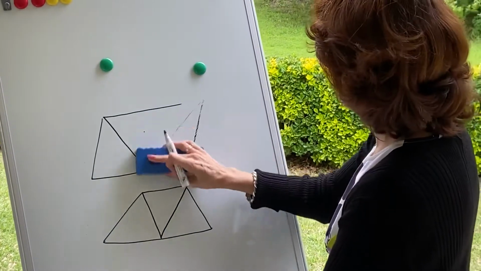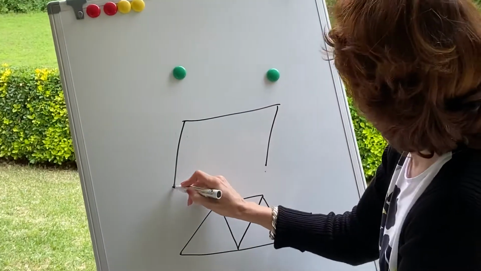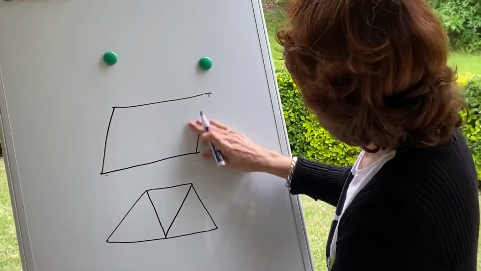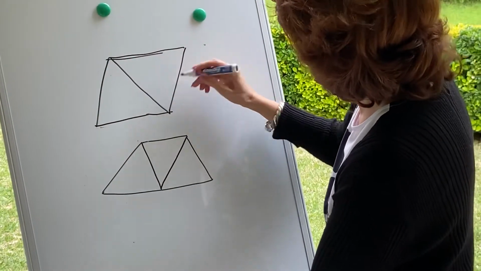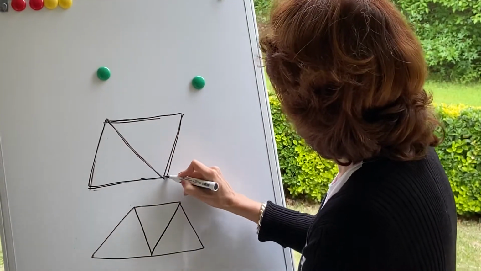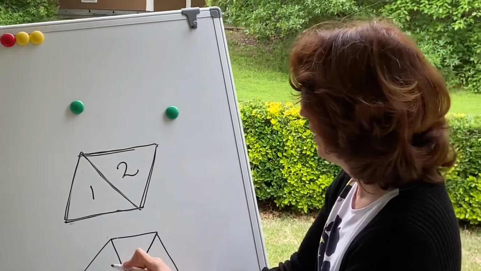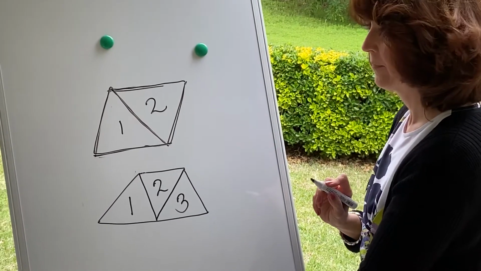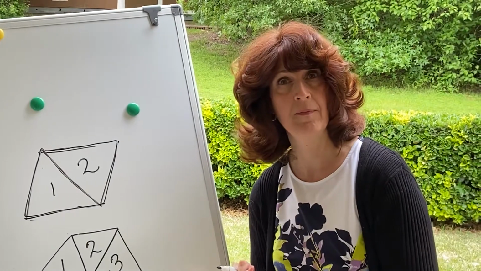Actually, I think I made a mistake. Sorry. Let me draw my parallelogram again. Gotta make it more like this. There we go. Gotta make sure those shapes are equal. So your parallelogram is actually 1, 2 triangles, and your trapezoid is 1, 2, 3 triangles. So boys and girls, that's how you would be decomposing shapes, okay?